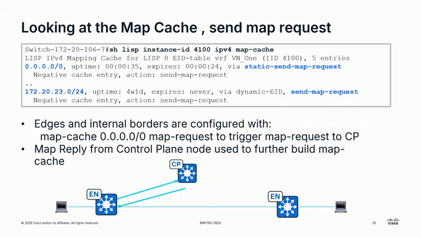So what we typically do, once we hit a specific send map request entry, we send it to the control plane node. The control plane node will respond back with a map reply. Either it knows the information or it doesn't, and using that information we'll build the map cache, and the map cache will be used for forwarding the traffic.